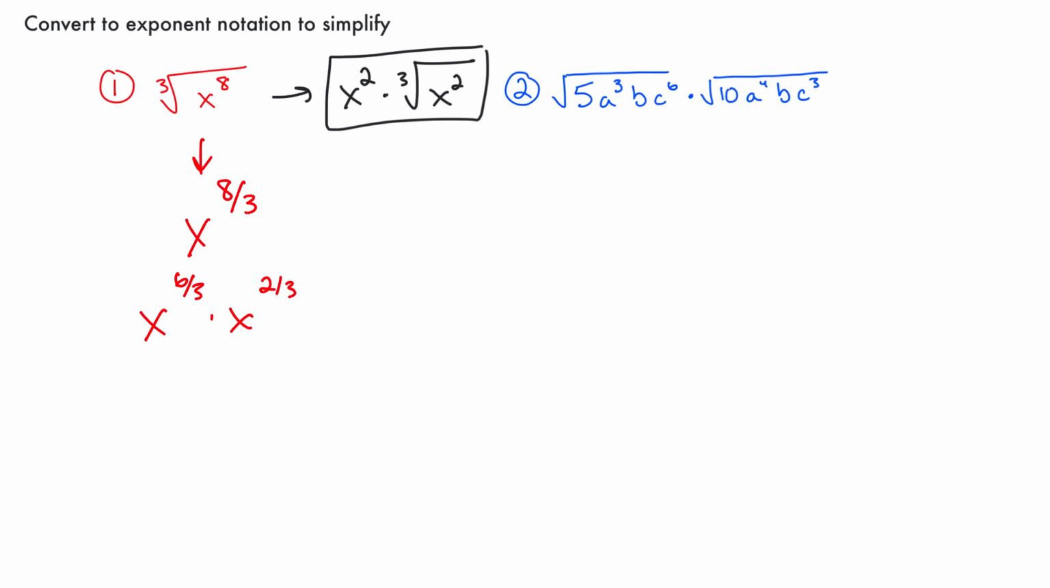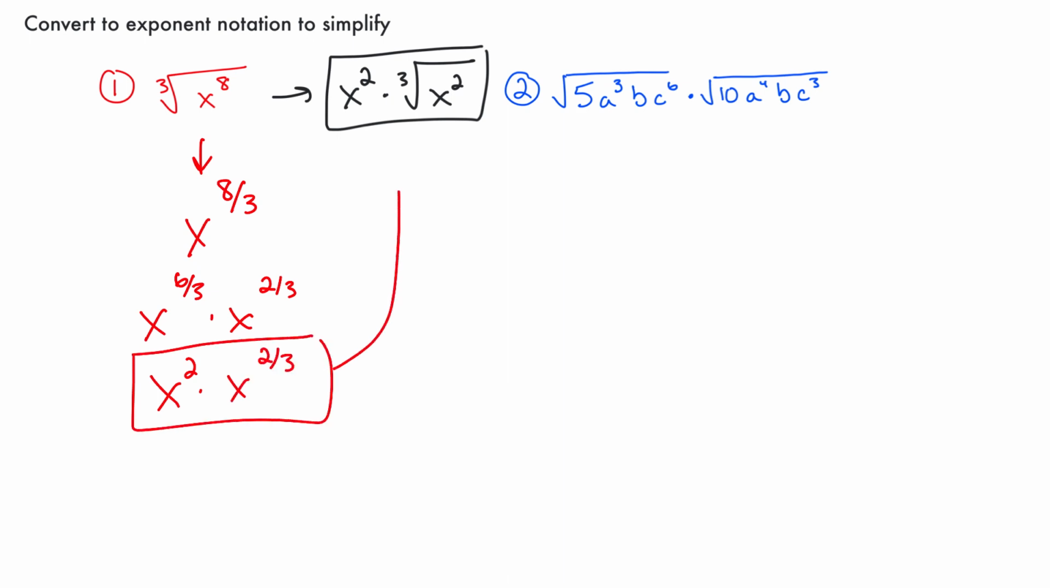And x to the 6 over 3 is just x squared times x to the 2 over 3. And that is the same thing as this. I'm not saying you need to learn how to simplify using fractional exponents, although you really should. I want you to understand the connection. The whole reason why you could simplify this using this technique stems from fractional exponents.